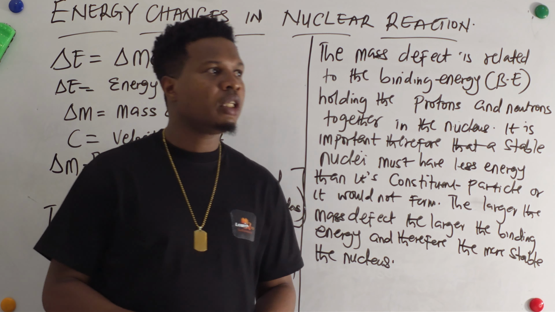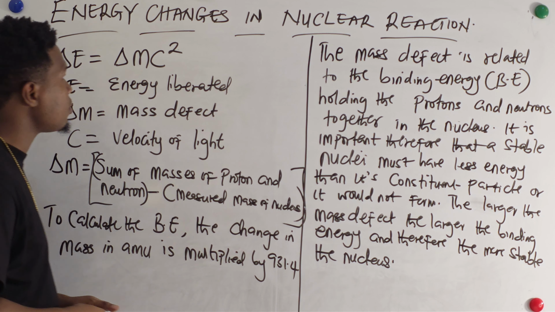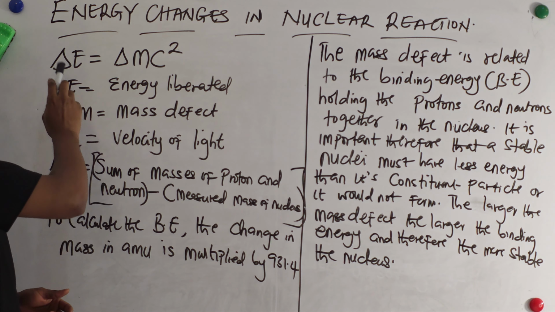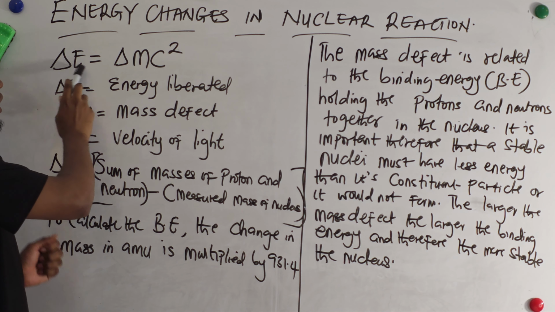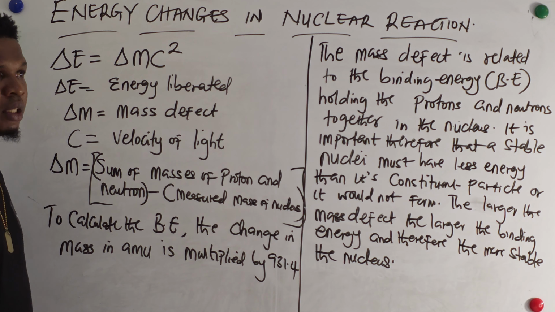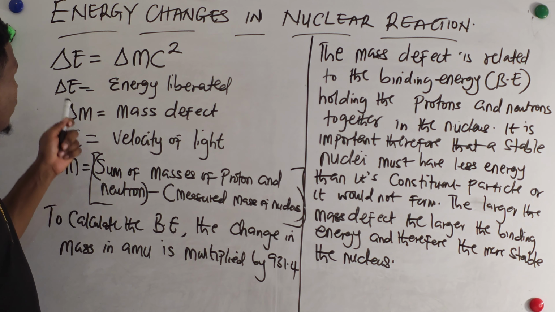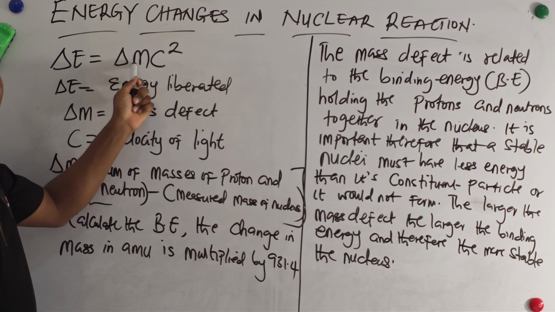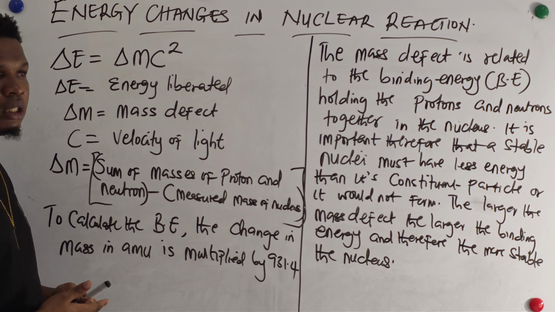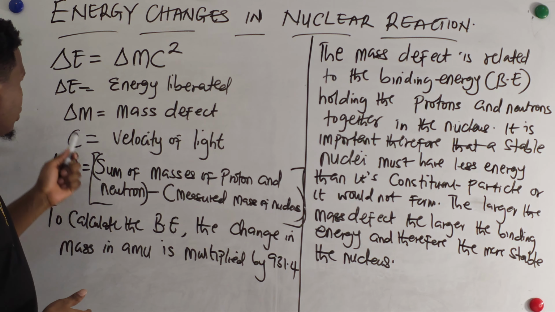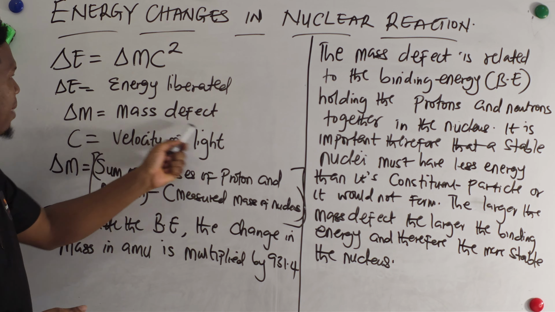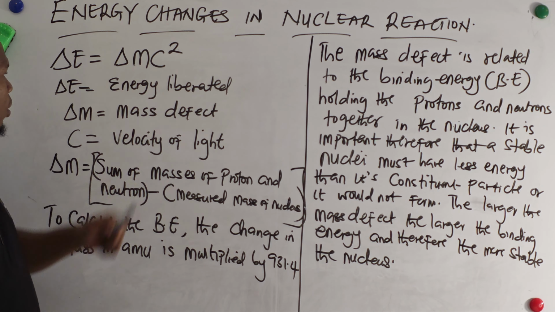Energy. The equation that explains this is known as Albert Einstein's equation, which is change in E equals delta m c squared. This is the energy liberated when this mass has been destroyed to a new mass. This change in m is what we call the mass defect, and c is the velocity.